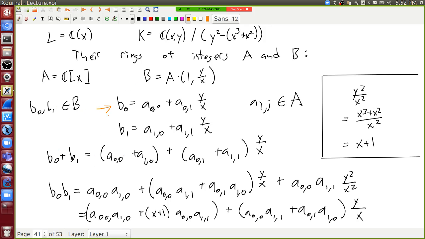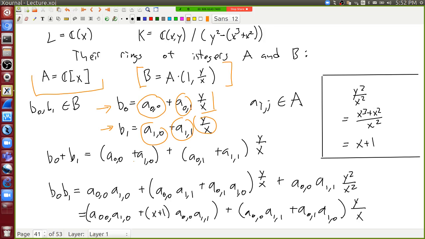Each one is a polynomial in X plus some other polynomial in X times Y over X. This is just the structure of this integral closure. It's a module over the polynomial ring in X. And then I just consider what happens. Adding them is very simple. And then what happens when I multiply them?